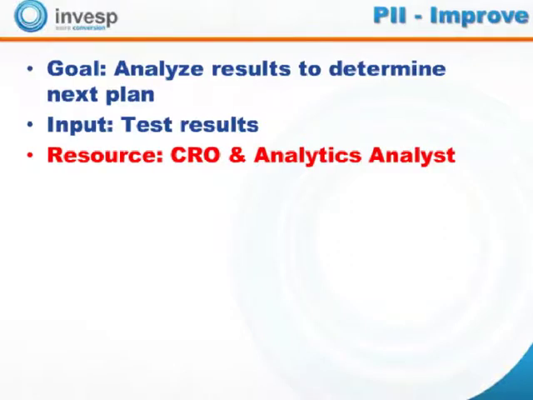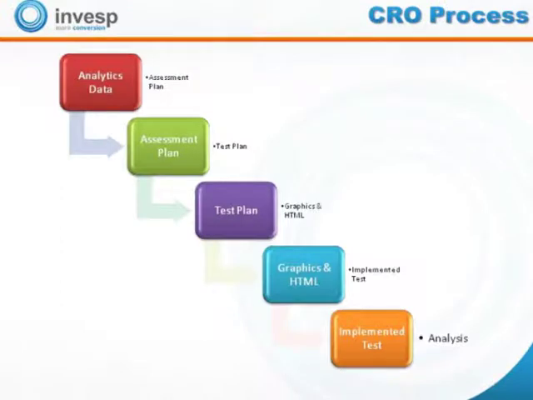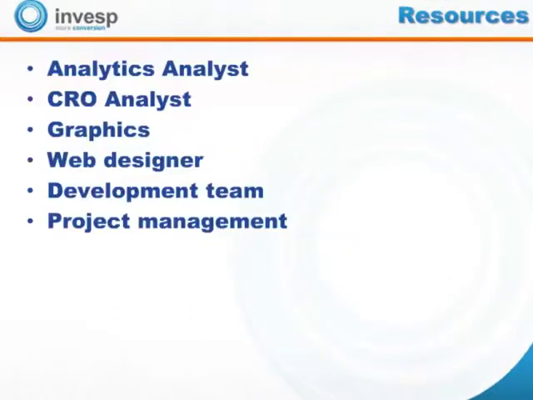So what is required ultimately from doing all of this? If you think about it, we need an analytics and a CRO analyst. We need the graphics and web designer. We need a development team. And, of course, you'll need project management. This doesn't mean I want to make conversion optimization very complicated. Well, I have to have resources dedicated to do 50 or 100 hours worth of work. But you need to think about who is going to do each one of those tasks.